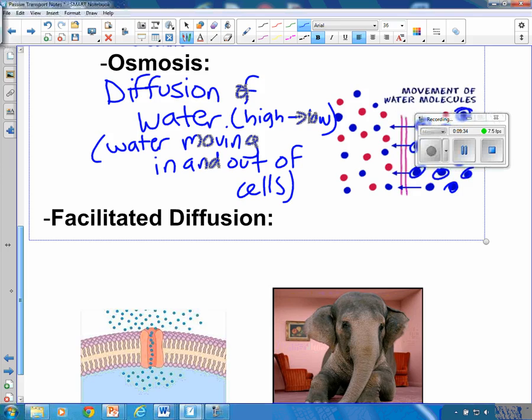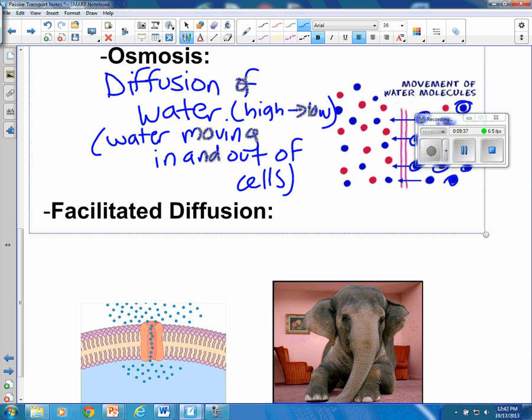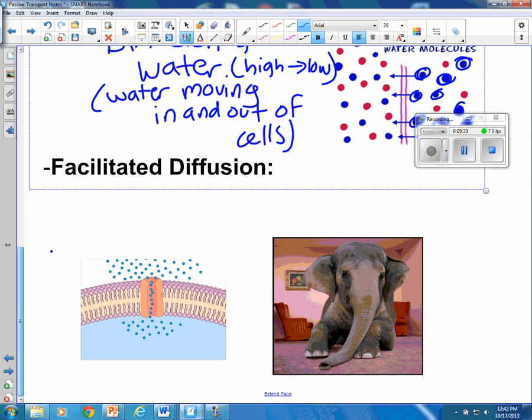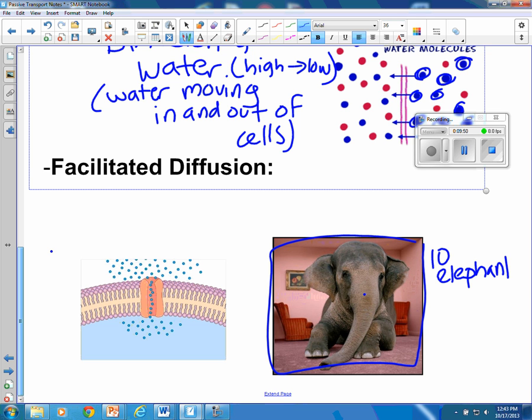Now, sometimes you have molecules that are too big. I like to think about these as an elephant. Imagine there were like 10 other elephants in one room. Would they like this or no? They probably wouldn't. They'd want to get out. Can they fit through a normal door? No, you have to make the doors bigger. You have to maybe bulldoze. You need to help them. You need to help facilitate it.